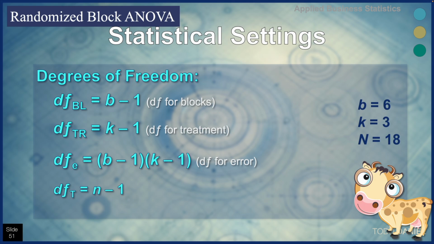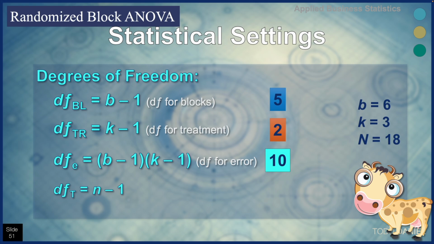The degrees of freedom for the blocks is going to be b minus 1. So remember, there were 6 plants that we chose, each one giving us a bean that was planted in each of our blocks. Therefore, 6 minus 1 gives us 5 degrees of freedom for the blocks. For the treatment, there are 3 planting seasons. K equals 3. The degrees of freedom for the treatment, or planting season, is 2. The degrees of freedom for the error is 10 degrees of freedom error.